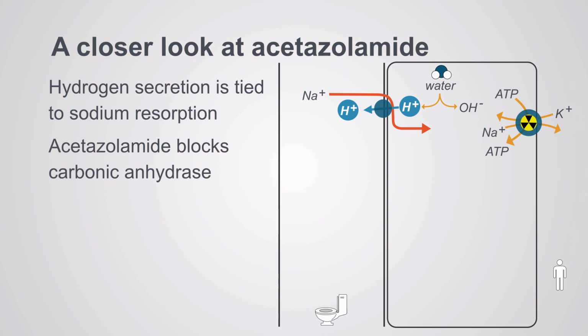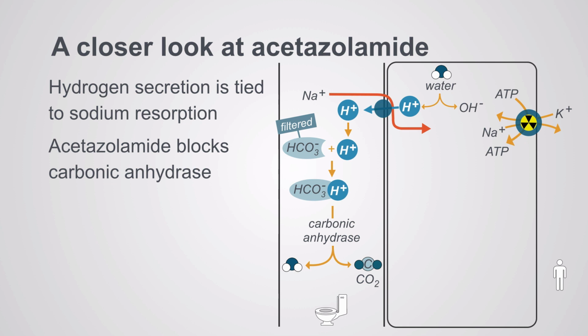Hydrogen secretion is tied to sodium reabsorption. So water hydrolyzes, forming a hydrogen ion and a hydroxyl group. That hydrogen ion is exchanged with sodium to be excreted into the tubular fluid. From there, the hydrogen ion binds with filtered bicarbonate. They combine to form carbonic acid, which is then hydrolyzed back to water and CO2 using the enzyme carbonic anhydrase.